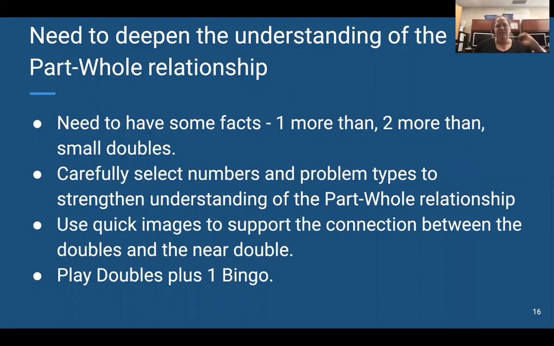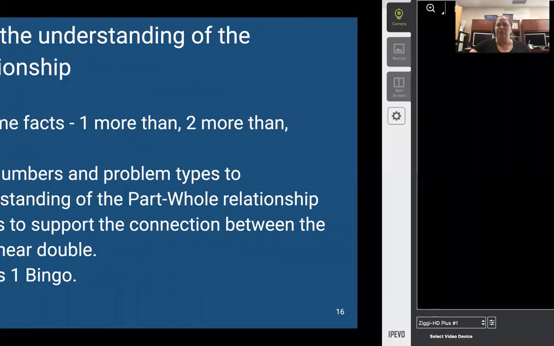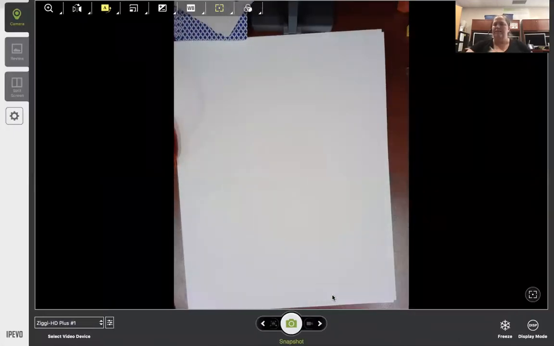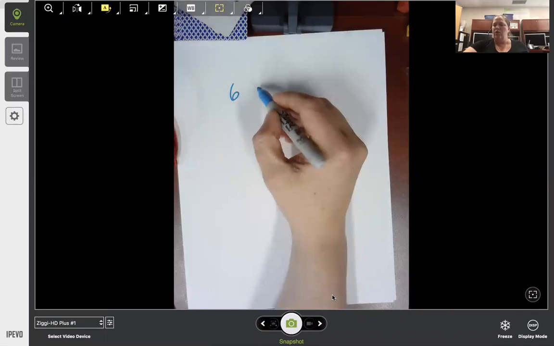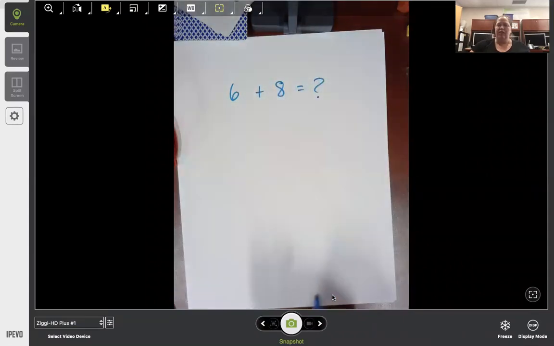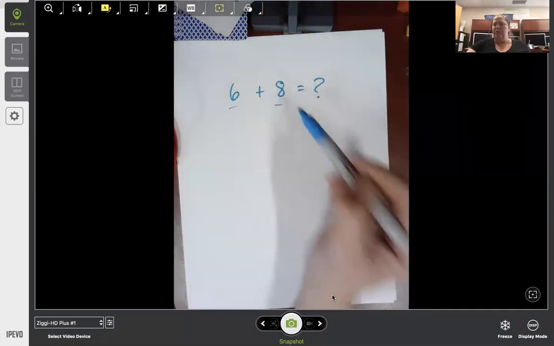We also can carefully select numbers and problems to strengthen their understanding of the part-whole relationship. So the problem that we just posed was you have 6 goldfish and I want to give you 8 more. How many would you have altogether? Which is a pretty complex problem with pretty big numbers.